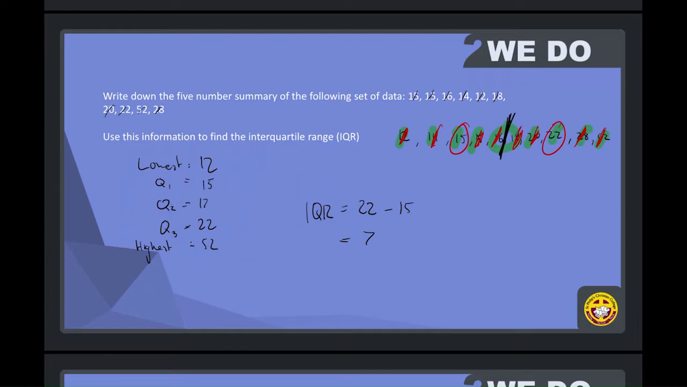Basically, we're finding the median, and then we're finding the median of the lower half and the median of the higher half. That's what Q1 and Q3 are.